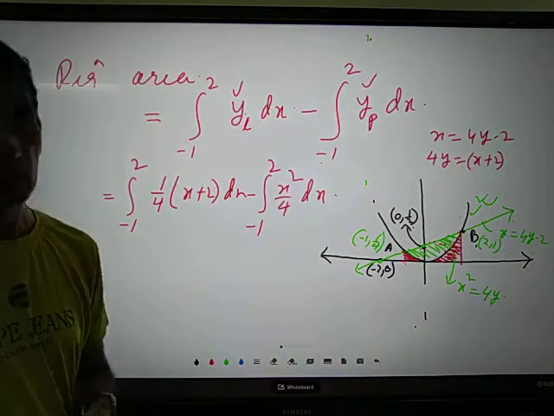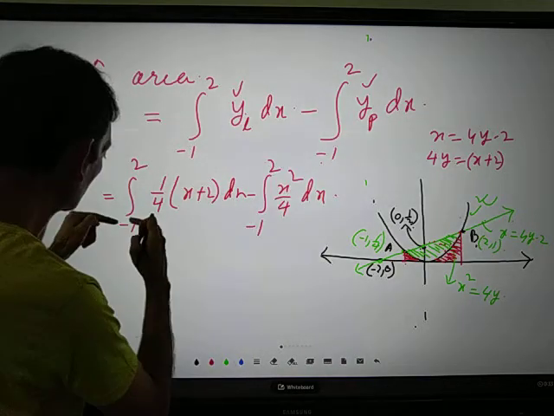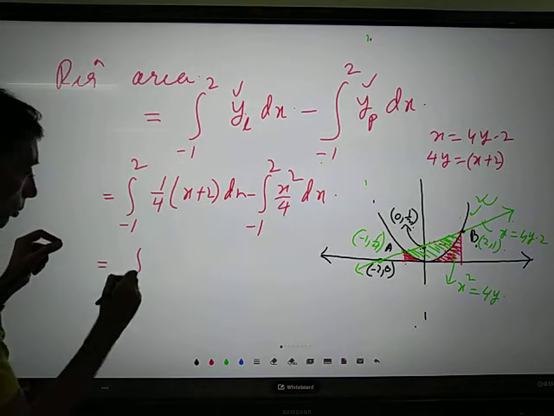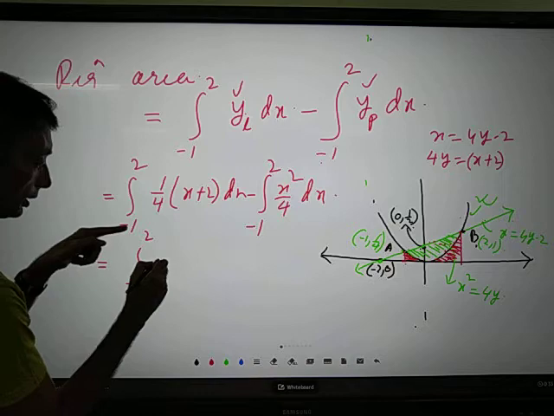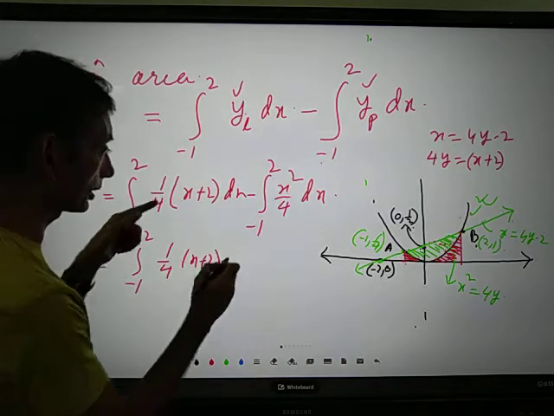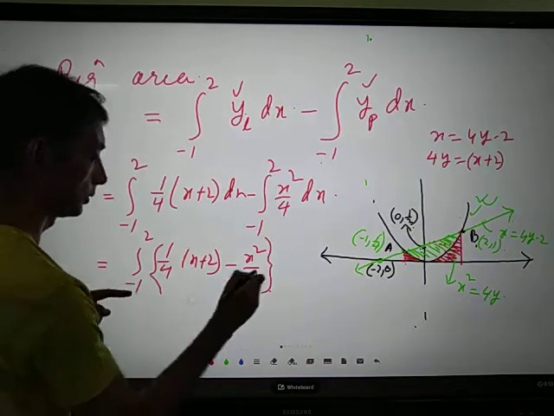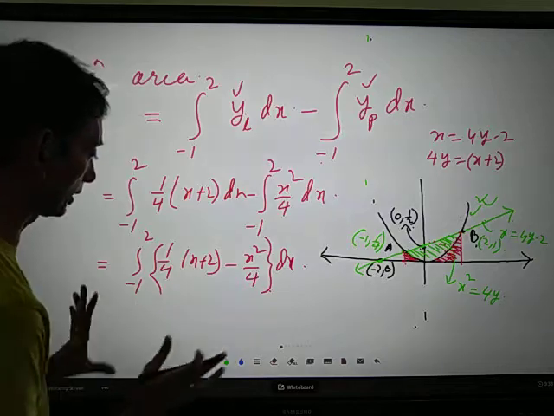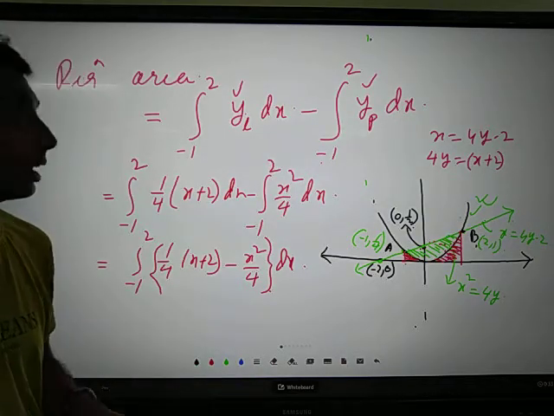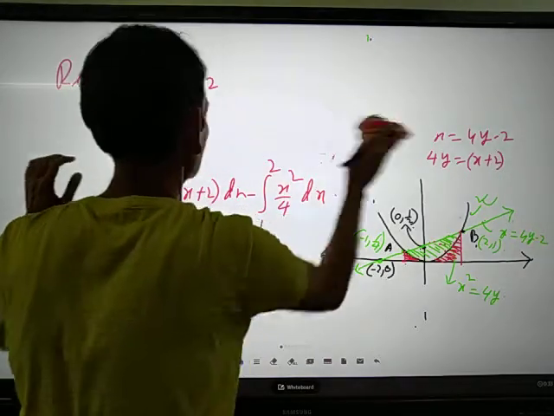Fine. So now we are going to integrate this. As you have seen, for both the integrals the limit goes from -1 to 2, so we can write only one integral from -1 to 2: 1 by 4 (x plus 2) minus x squared by 4, dx. You can combine both the integrals. This method will help us solve these questions in the least number of steps. So we can simplify next in this way.